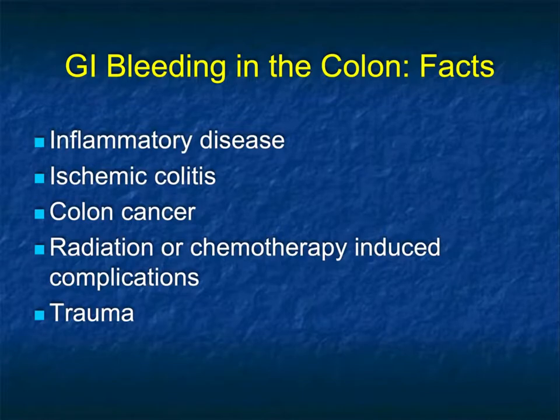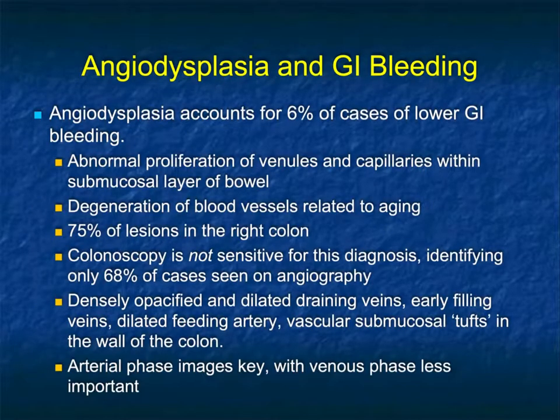Now, we left off previously speaking about the small bowel. We also spoke about esophagus and stomach. Colon is really where the action is for lower GI bleeding. We speak about inflammatory bowel disease. We speak about colitis, like ischemic colitis. We speak about malignancies like colon cancer. We speak about complications from radiation therapy or chemotherapy, and we think about things like trauma as well.